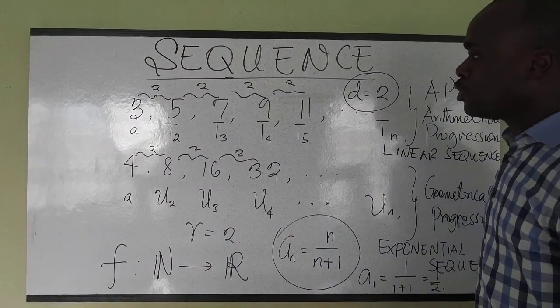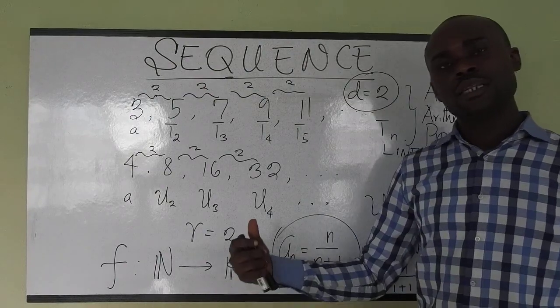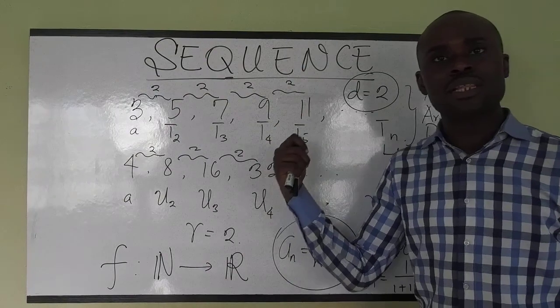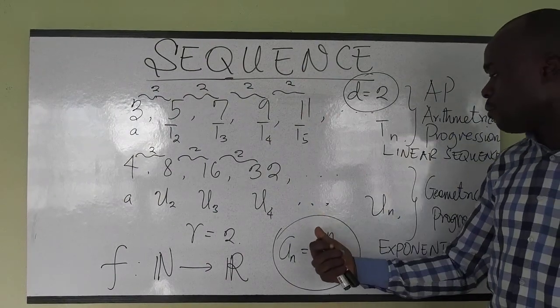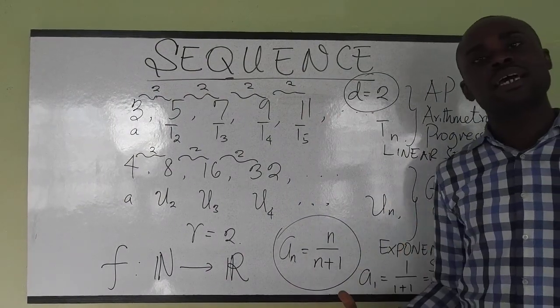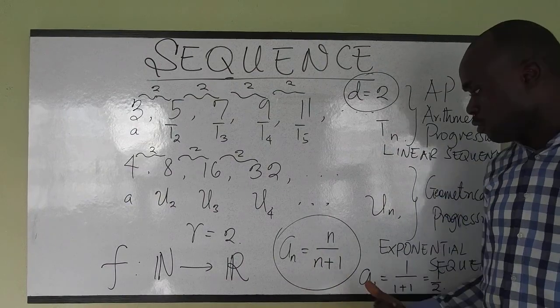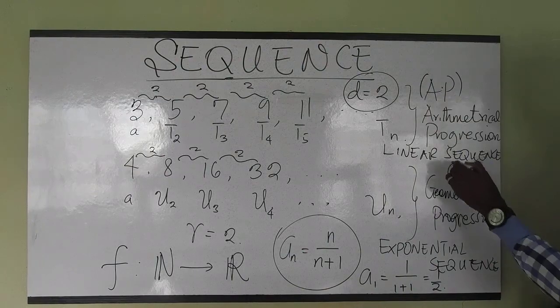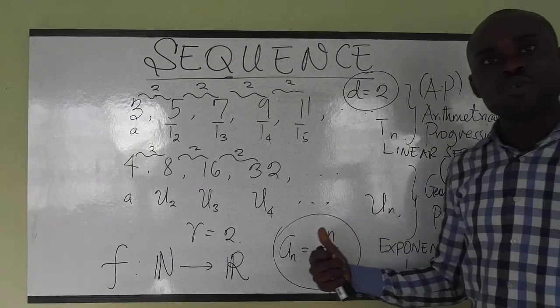In the next video, which is part 2 of this sequence, I'm going to derive the formula used in calculating the end term of an AP and the formula used in calculating the end term of a GP. This is a GP, this is an AP. So I'm going to generate the formulas we are going to use to find these.